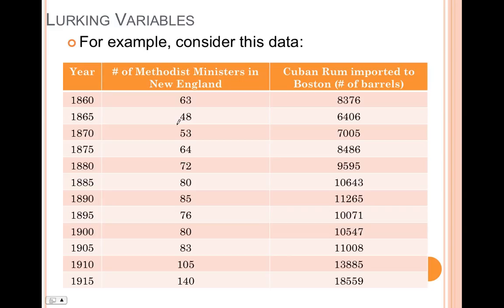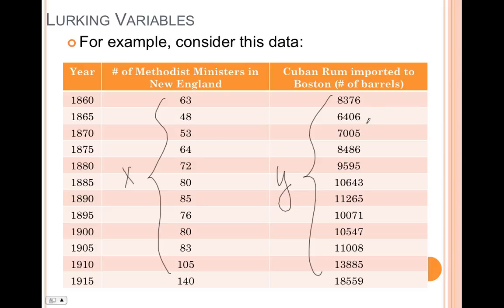Here is an example. We're just considering this as our explanatory variable and this as our response. The explanatory variable is the number of Methodist ministers in New England. The response variable is the number of barrels of Cuban rum that are being imported to Boston. And I can see a clear positive relationship. As this is increasing, so is this. Does that mean that this influx of Methodist ministers in New England is causing there to be more rum imported? Does that mean that the influx of Methodist ministers is driving people to drink more rum?